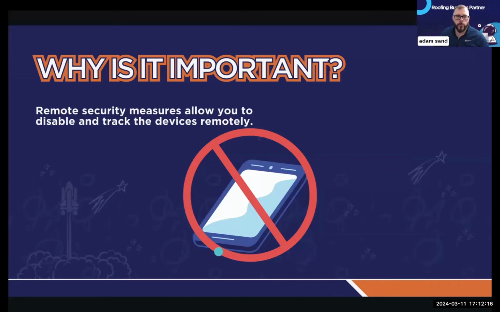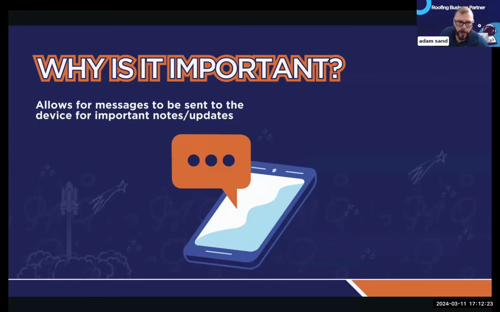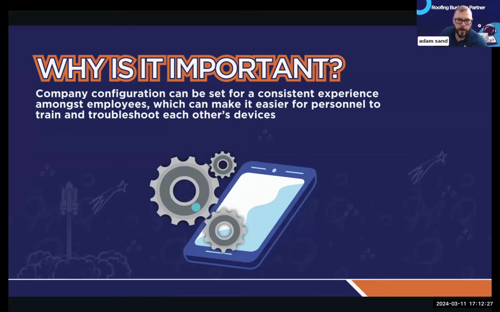You can also remotely disable and track these devices so you can know if it was stolen, you can help recover it, right? And then you can also send notes and updates to the device as well, right? And if all the devices are configured the same way, you can say to people, when you swipe over on your screen, the HubSpot icon is in the top left, right?